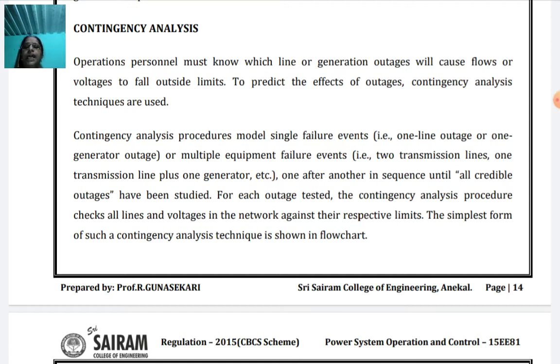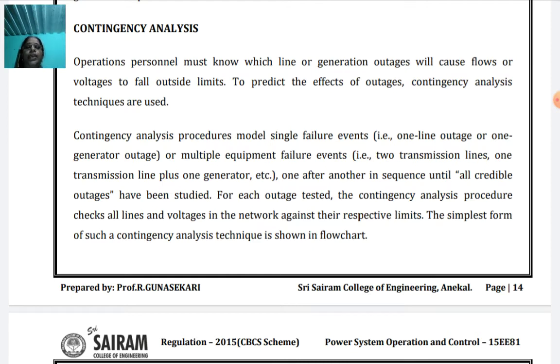The contingency analysis procedures model single failure events, that is one line outage or one generator outage, or multiple equipment failure events, that is two transmission lines, one transmission line combined with one generator, or one after another in sequence, until all credible outages have been studied.